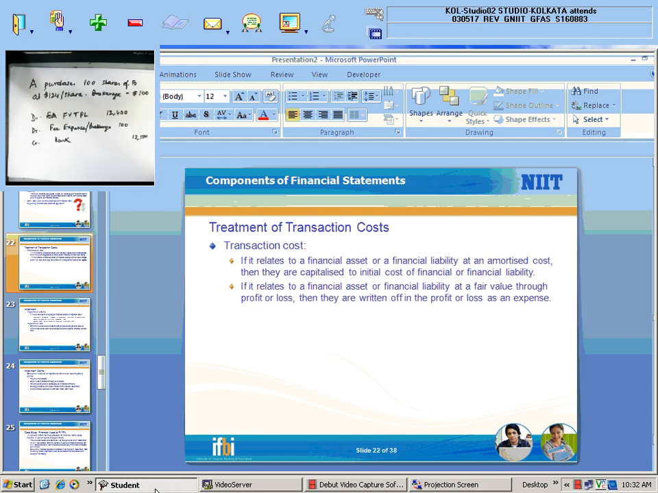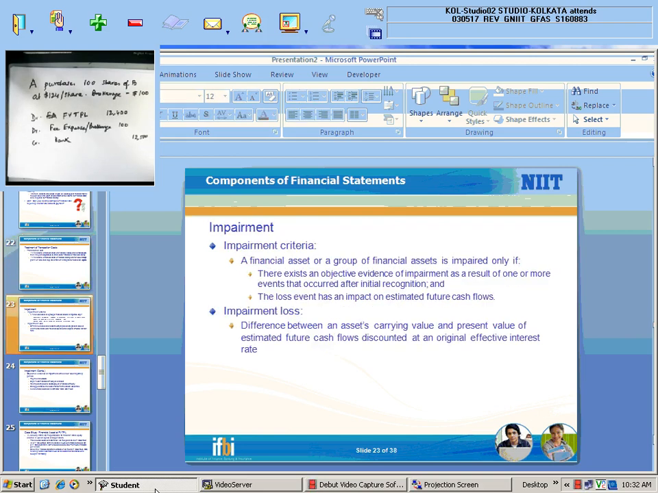Then comes the concept of impairment. Impairment criteria, as we know: a financial asset or a group of financial assets is impaired only if there exists objective evidence of impairment as a result of one or more events that occurred after the initial recognition, and the loss event has an impact on the estimated future cash flows.